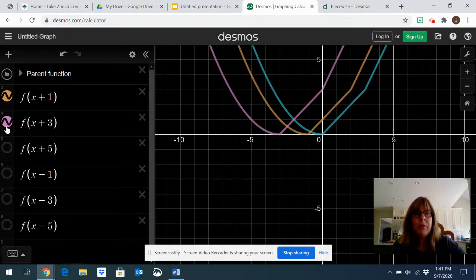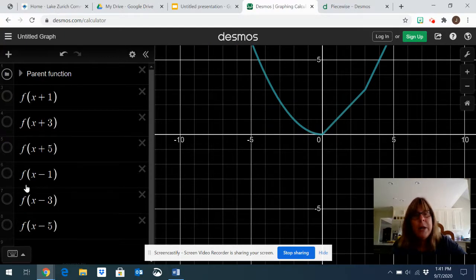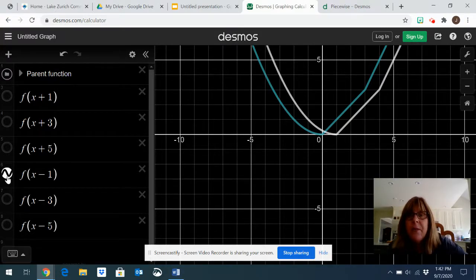I'm going to turn these off right now, and let's see if you can make a good conclusion of what the graph would look like if our input changed to x minus 1. Okay, get a good picture in your head. Did you say that the graph translated right 1 space? If you did, great, you were right.